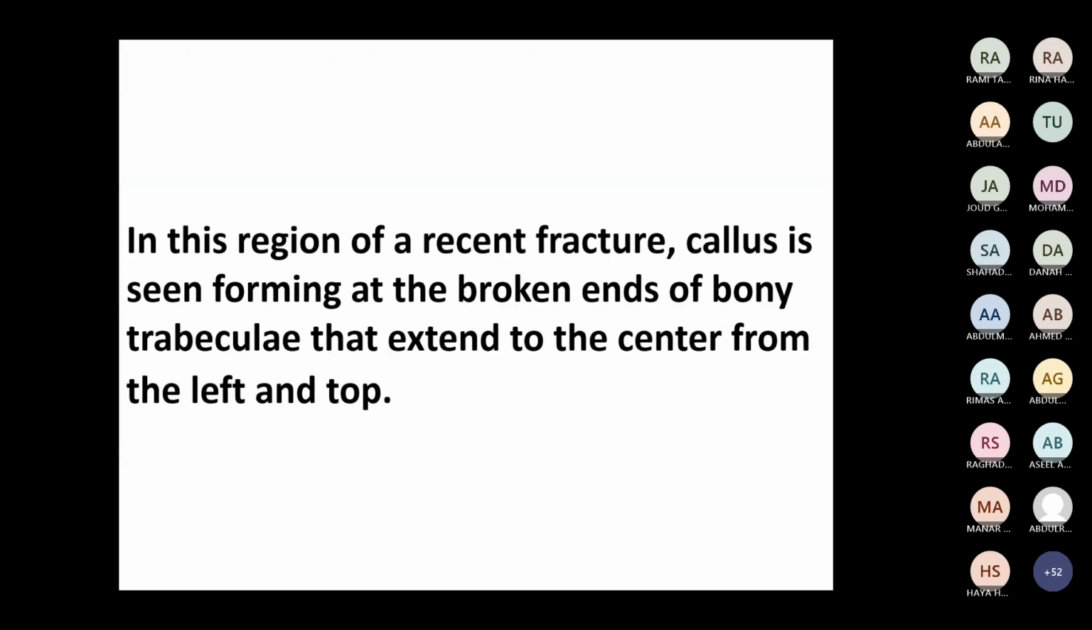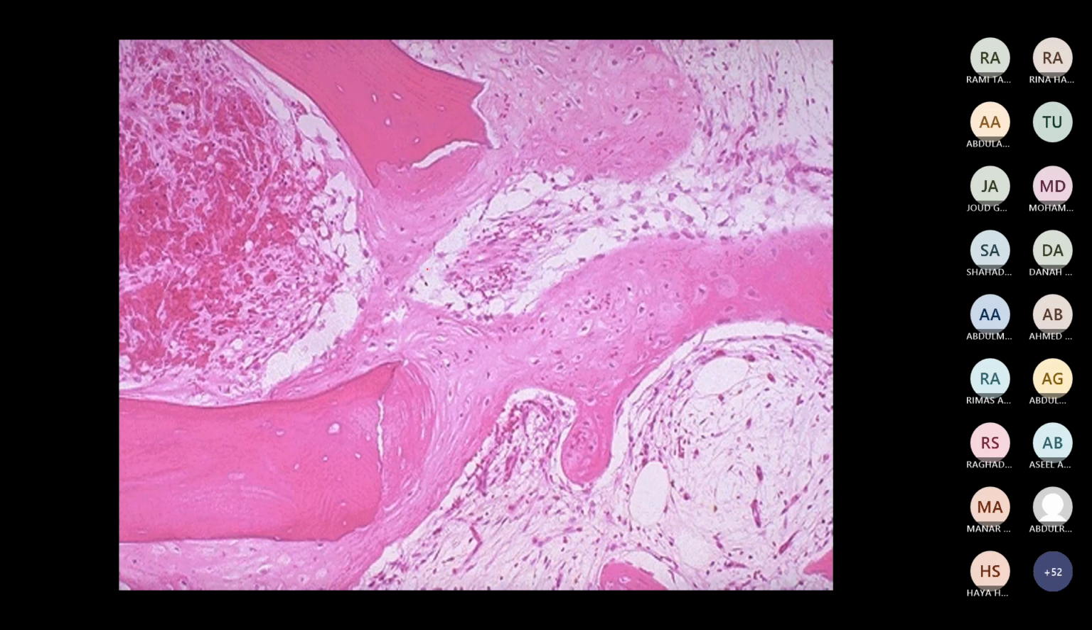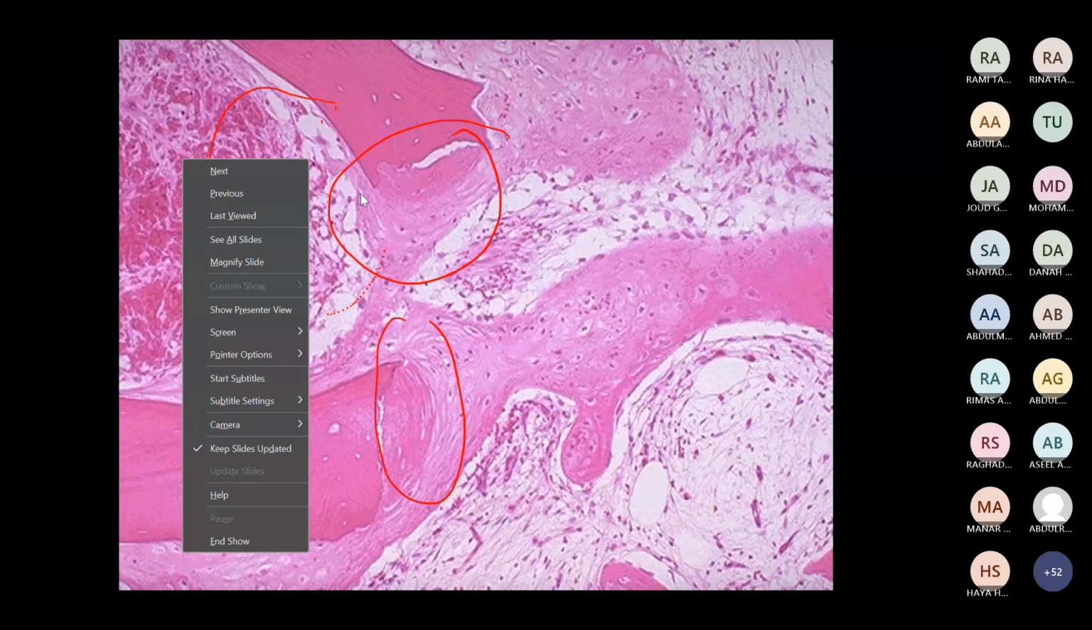Now, this is another diagram. In this region of recent fracture, callus is forming at the broken end of the bony trabeculae that extend to the center from the left top. You can see the left and top area, new callus formation is very clearly seen over here. Now, this is very, very clear. And this area will become the bony callus. So, this is just to show you the diagram.